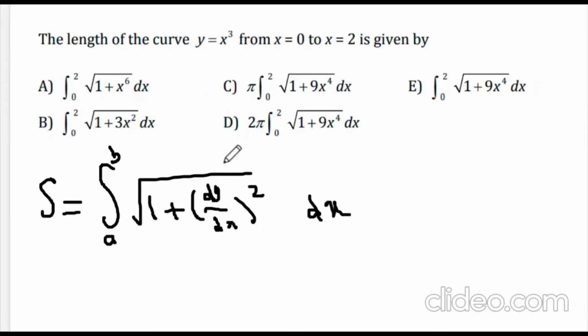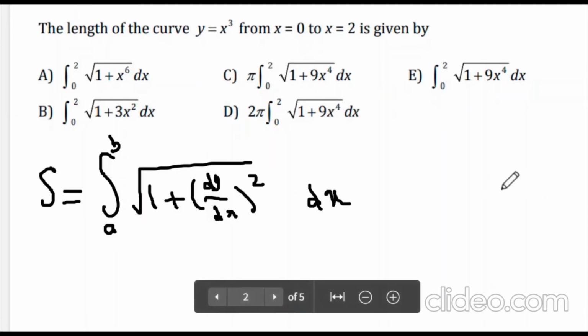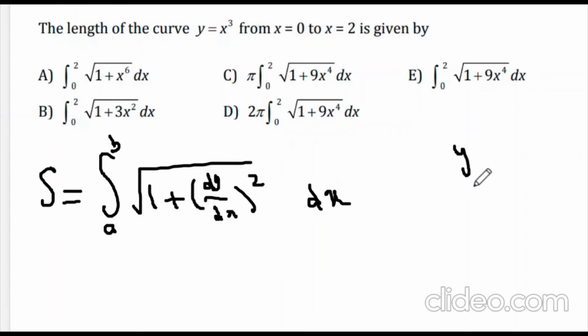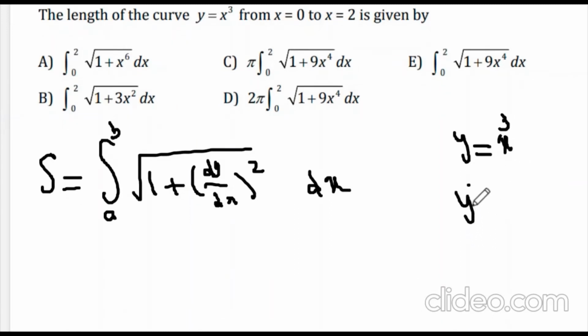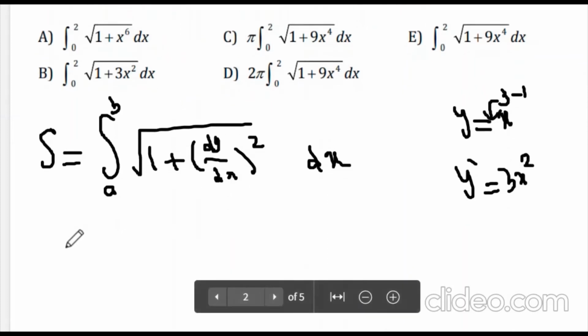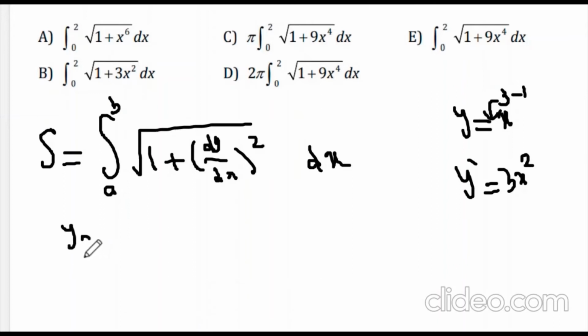So if y equals x to the power of 3, what is y prime? So y prime is the derivative. So we're going to find the derivative. So y equals x to the power of 3, we're going to find the derivative. So y prime equals, I'm going to move the 3 here, so 3x, and then 3 minus 1 is 2, so 3x squared. So y prime equals 3x squared.